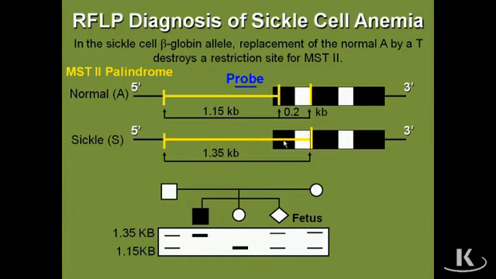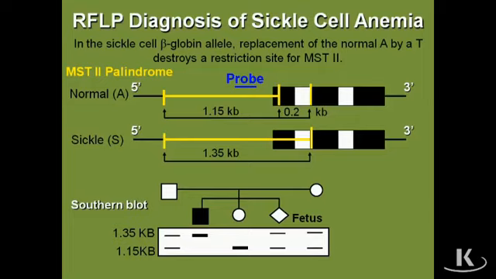Why? Because it's had this restriction enzyme cleavage sequence removed. Because it's had this removed, you'll only see the 1.35 kilobase band with the mutant allele. Now, how does that correspond to what we're going to see in the gel later on? So if we're going to look at how the cutting works with respect to how the banding pattern is going to be, we can do the following.